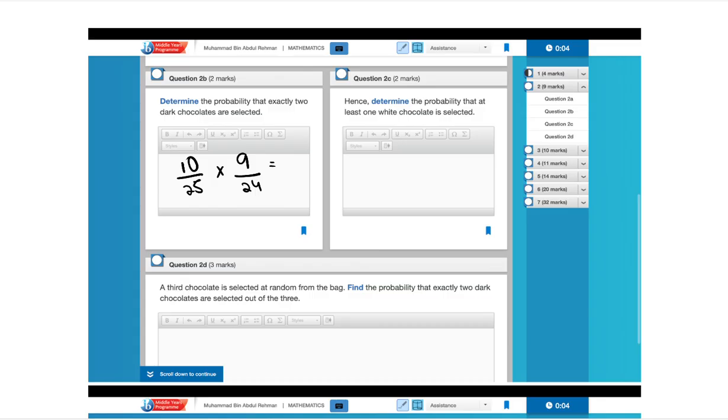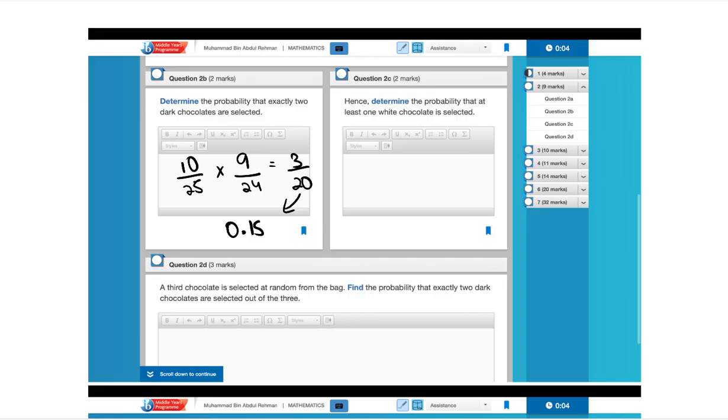So calculate this value. Let me use my calculator as well. 10 over 25 times 9 over 24. This gives us an answer of 3 over 20. And since it's a non-recurring decimal, you can also write this as 0.15. That would also be a correct option.